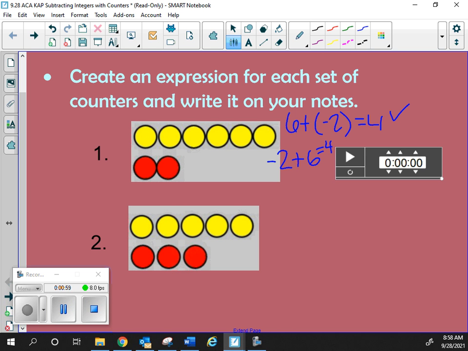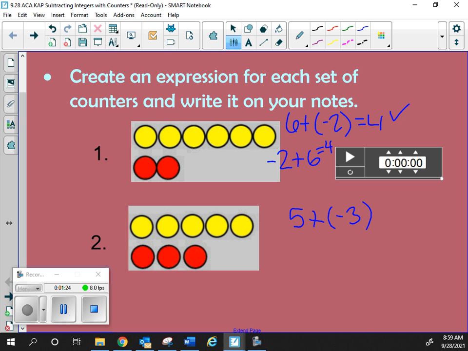With addition, you can switch things around. Like 3 plus 2 is the same as 2 plus 3. It's the same thing. Okay. For the second one, can you tell me what you put Justin? Very good. 5 plus negative 3 is correct.